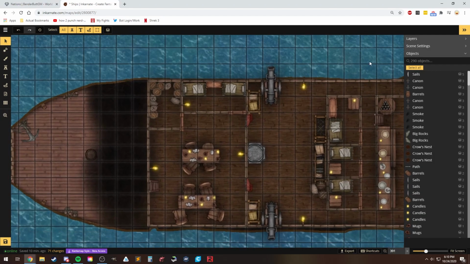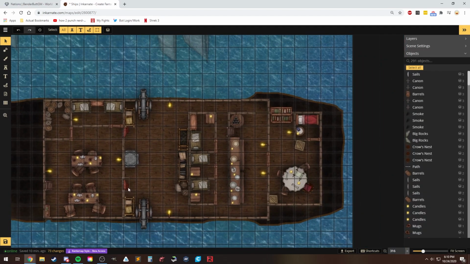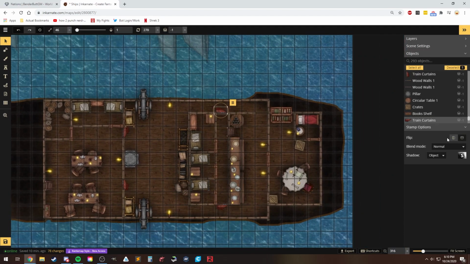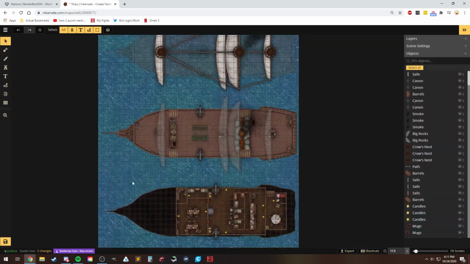No light sources on the deck because most of the adventuring on the deck of a ship is going to happen during the day. You shouldn't be sleeping on your ship unless, you know, you're willing to take those risks, and it's not worth it to put artificial looking lights up there. Alright, and that is where I stopped when I was making my pirate ship.